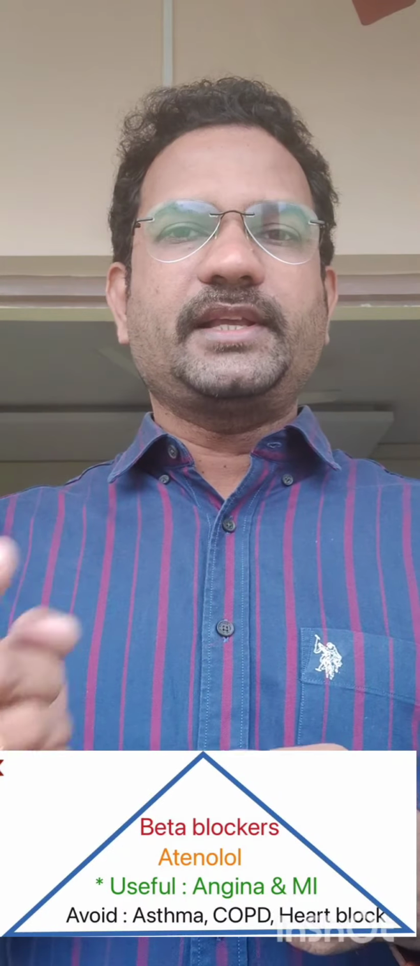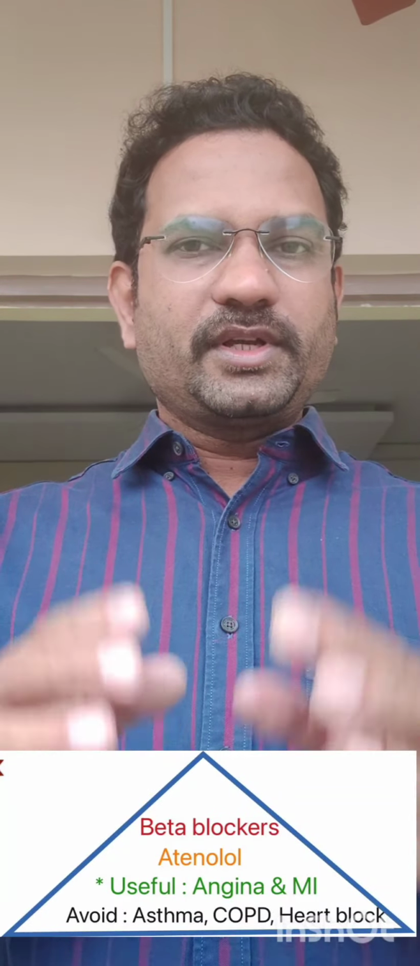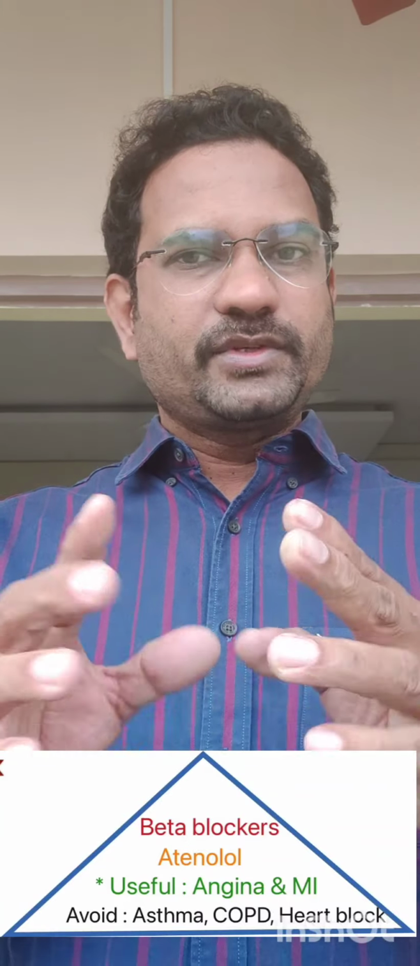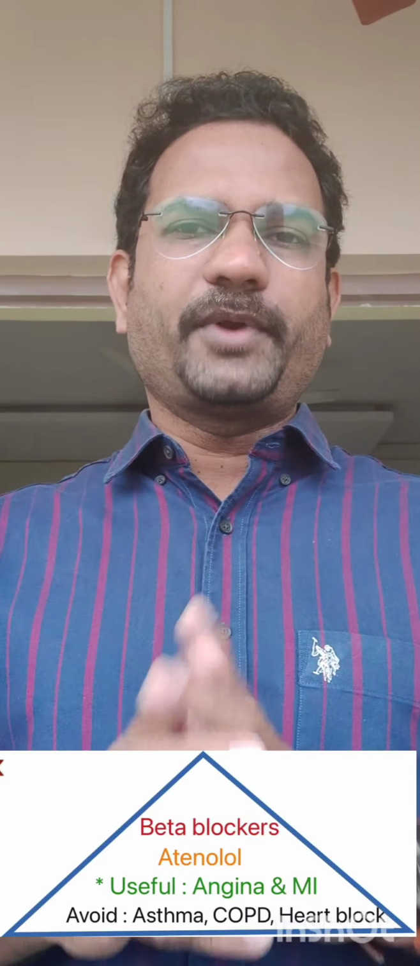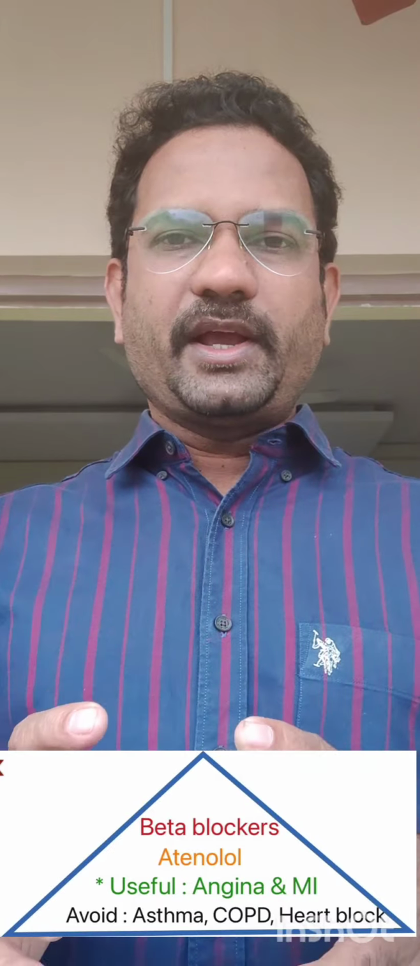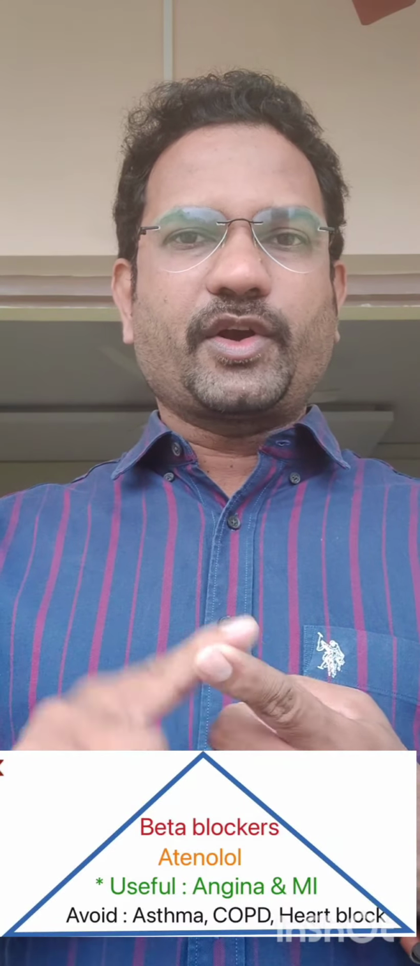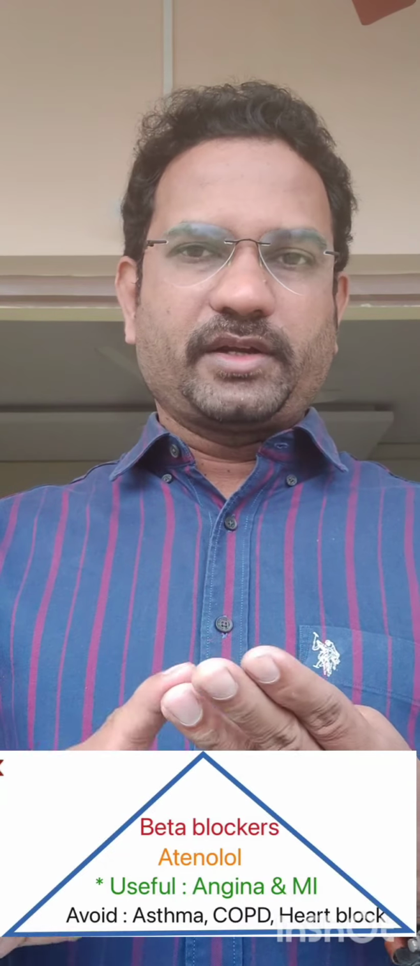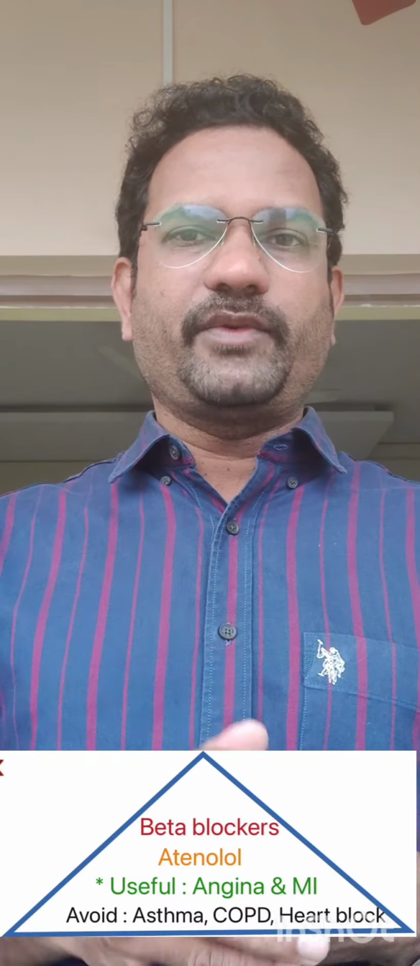The prototype drug is atenolol. Now beta blockers are widely used to treat angina as well as myocardial infarction. So this is the major use. Now the problem with beta blockers is they should be avoided in patients with asthma, chronic obstructive pulmonary disorder and then heart block. In all these conditions, beta blockers should be avoided.